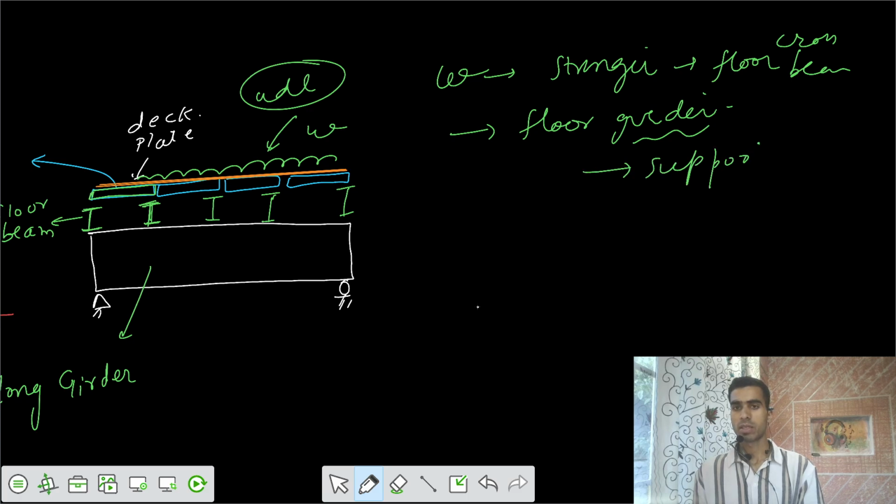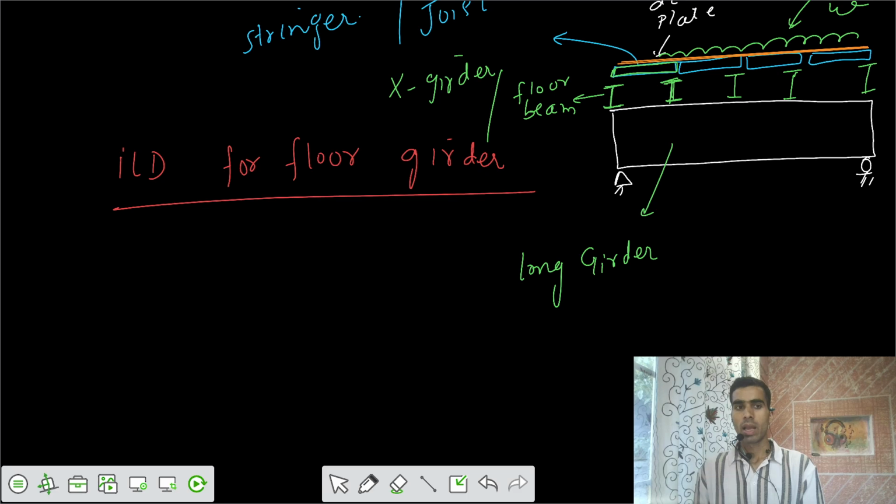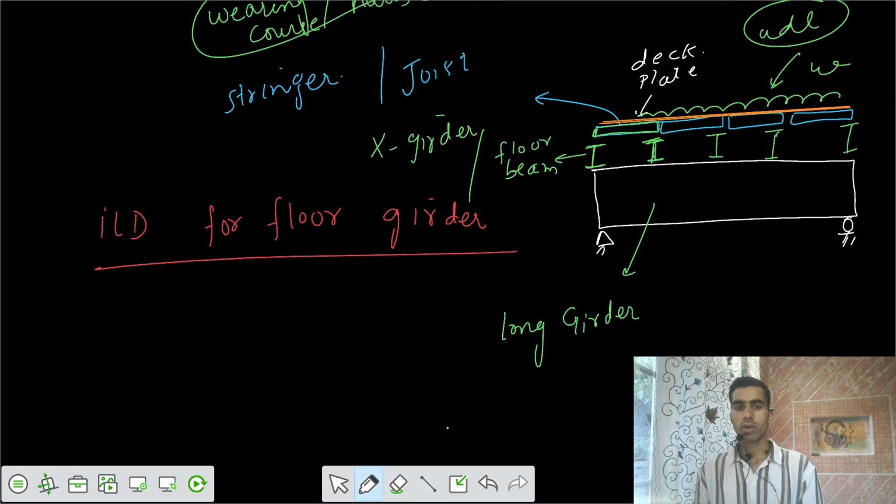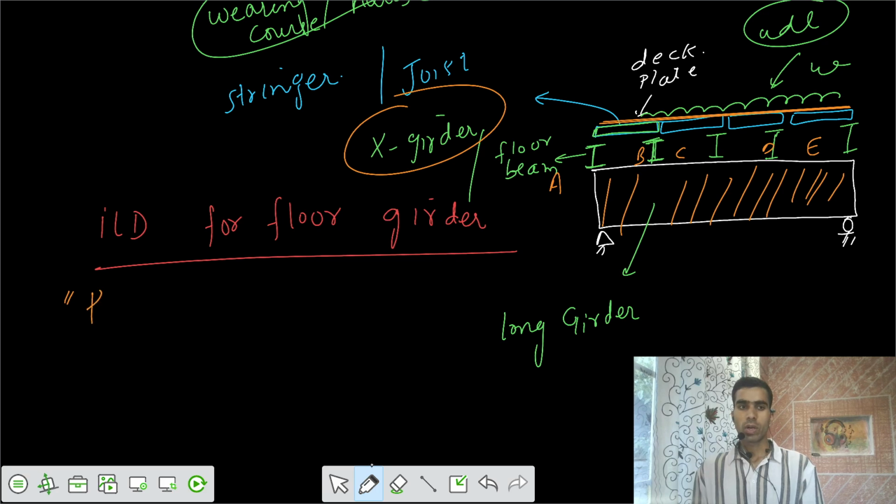That's the abutments, from the two sides. Maybe two mountains or some hills, or we can have some concrete structure there. So this is the load mechanism, and we need to draw the ILD for your longitudinal girder. We have some points, let's say A, B, C, D, E. Where those cross girders are located, we call those points panel points.